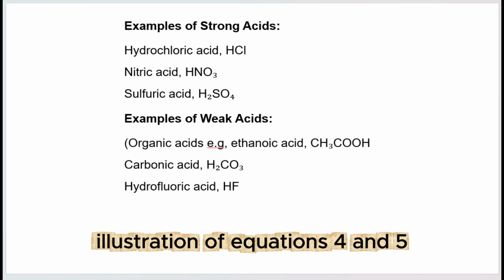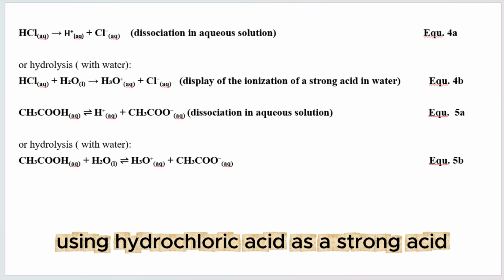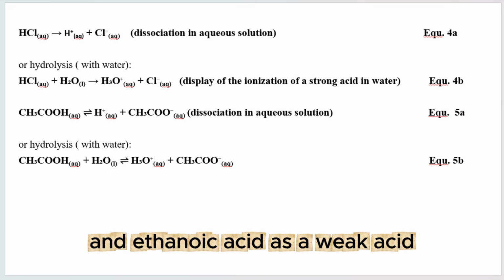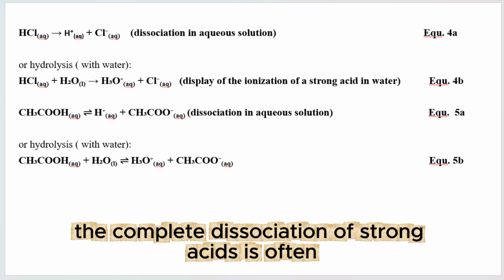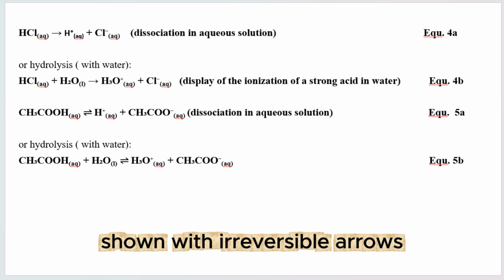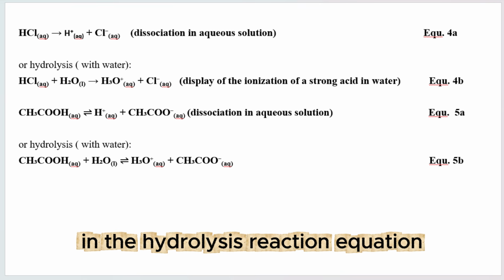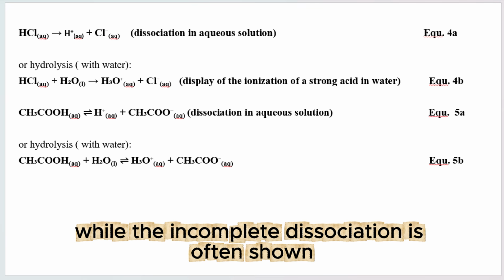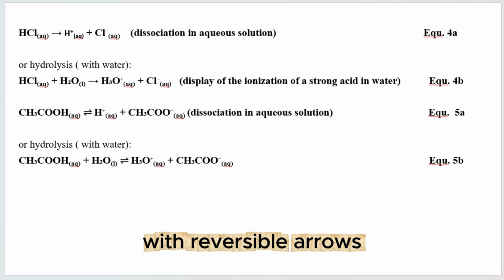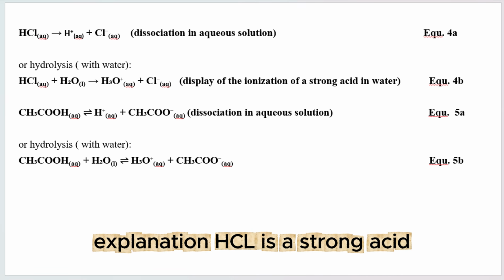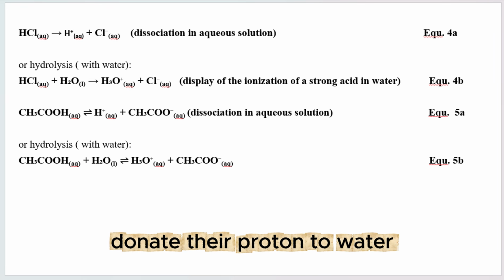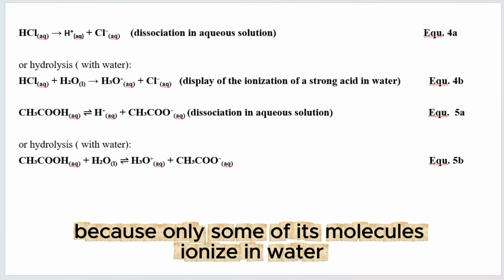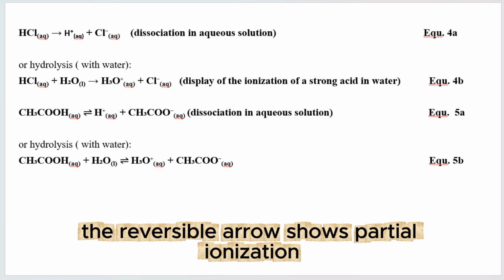Illustration of equations 4 and 5 to describe the strength of acids, using hydrochloric acid as a strong acid and ethanoic acid as a weak acid, as shown here. The complete dissociation of strong acids is often shown with irreversible arrows in the hydrolysis reaction equation, while the incomplete dissociation is often shown with reversible arrows. Explanation. HCl is a strong acid because almost all HCl molecules donate their proton to water, and ethanoic acid is weak because only some of its molecules ionize in water. The reversible arrow shows partial ionization.